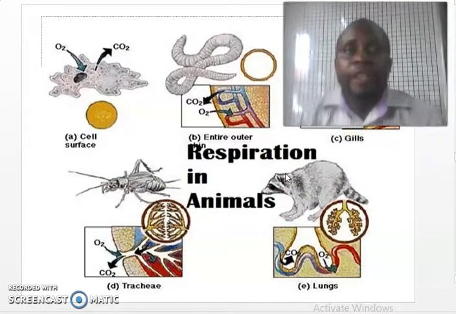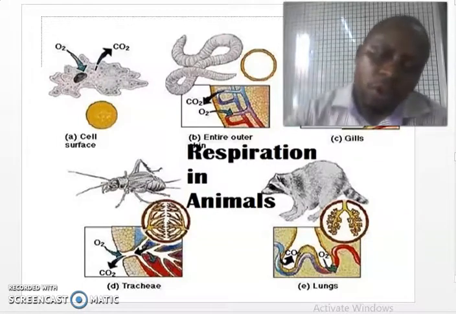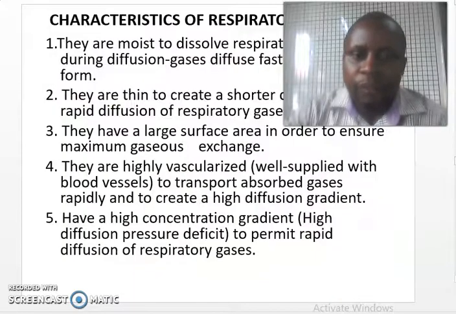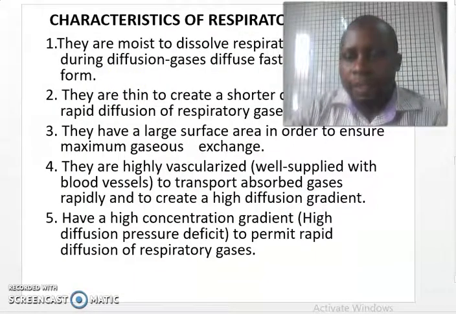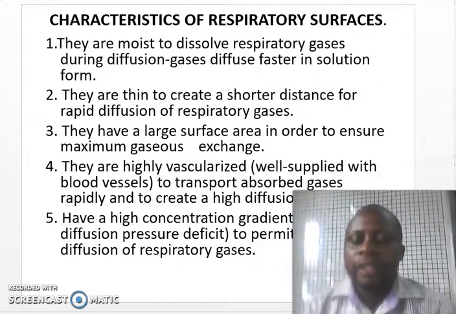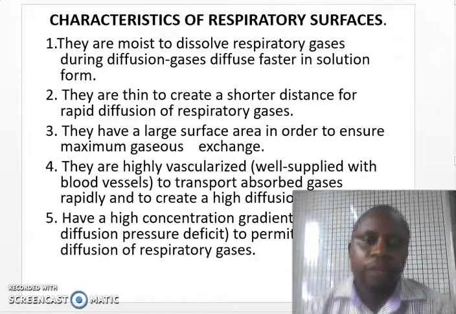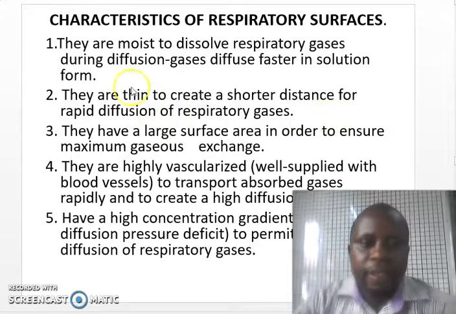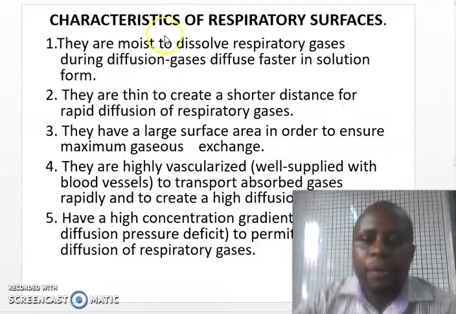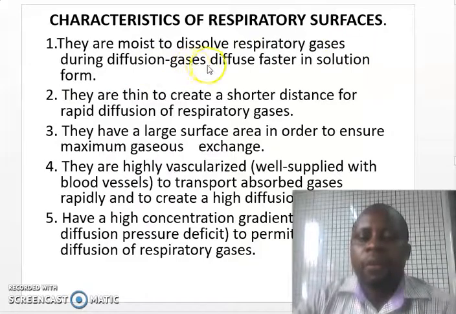So because we have refreshed, let us now discuss the characteristics of all these respiratory surfaces. All the respiratory surfaces have a number of characteristics, modifications that facilitate gaseous exchange to occur effectively. The first characteristic is that they are moist to dissolve respiratory gases during diffusion. This enables the gases to diffuse faster in solution form.